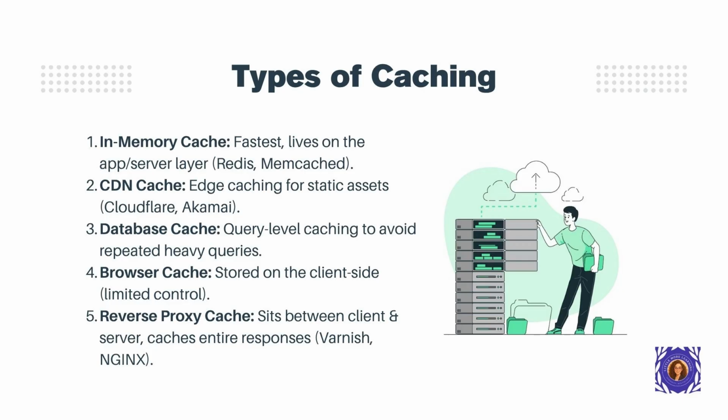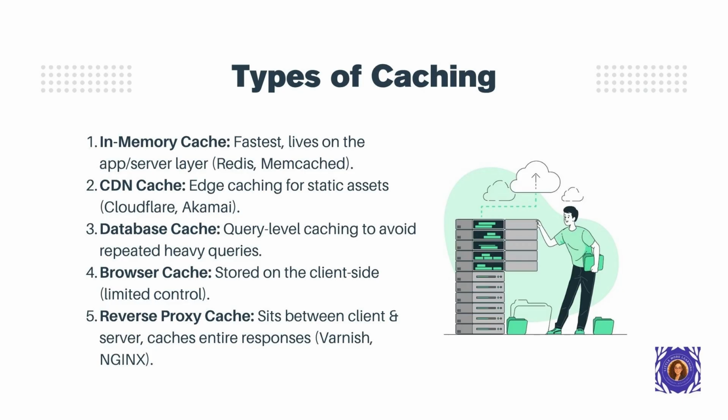It's used for frequently accessed application data that needs ultra-low latency. CDN cache. Content delivery networks like Cloudflare or Akamai cache static assets, images, videos, CSS, at edge locations, geographically closer to the end users. This drastically reduces latency for content delivery and offloads traffic from your origin servers.